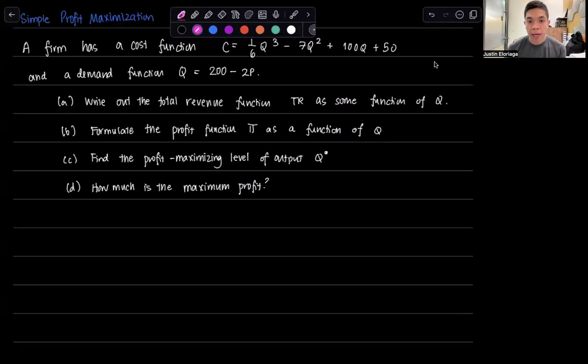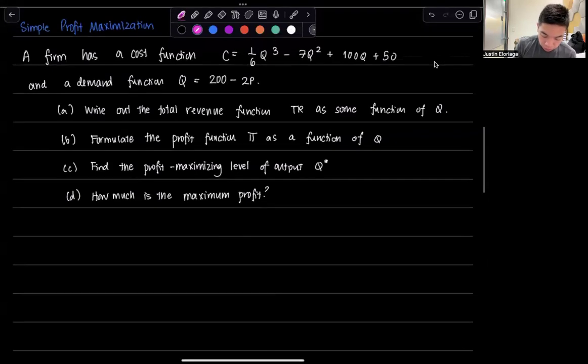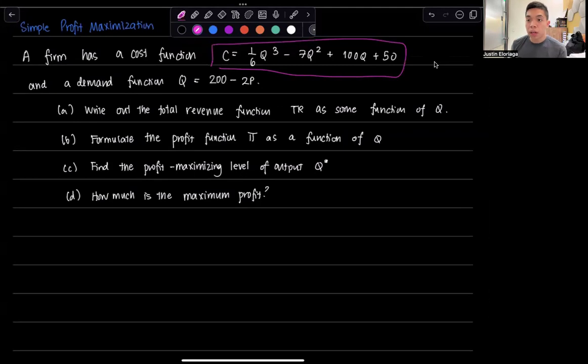We have a cost function, and notice that the stated cost function is a function of Q. This cost function clearly increases with the value of Q. To be more specific, this component that's a function of Q is your variable cost, and this 50 here is the fixed cost, because it isn't dependent on the level of Q.